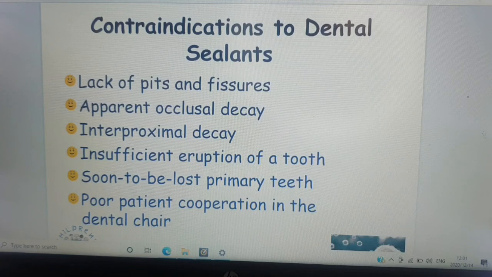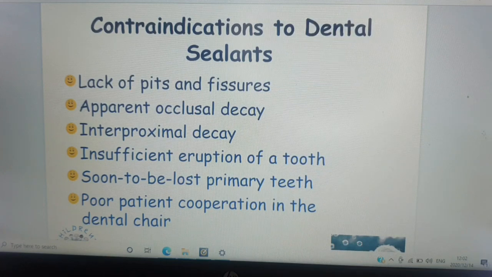Any apparent occlusal decay, remember guys, these are just sealants, we're not restoring teeth. So if there is any occlusal as well as interproximal decay for that matter, you would rather go for a more durable material, be it an amalgam if it's severely carious, or just a composite restoration. That would be used in such instances, not dental sealants. If there's insufficient eruption of a tooth, you have to wait for the tooth to erupt into the oral cavity before you decide to place dental sealants.